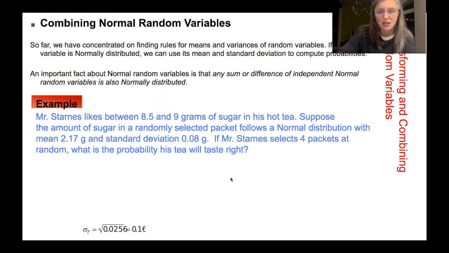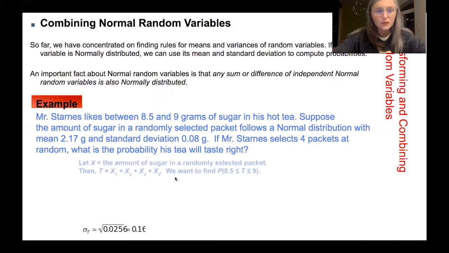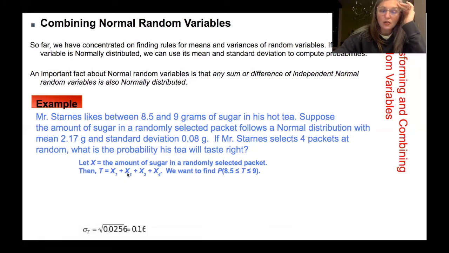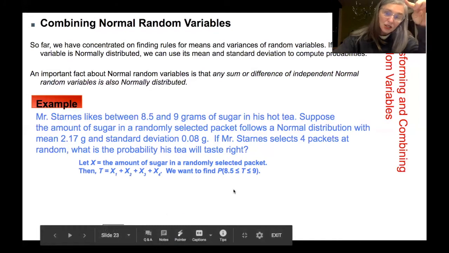Okay. So he's selecting 4 packets at random. Each packet has a mean of 2.71 grams and a standard deviation of 0.08 grams. So really think about what we are doing here. We're adding packets of sugar together. So we're going to say T is the distribution of packets 1, 2, 3, and 4, and we're trying to find the probability of between 8.5 and 9 grams of sugar. So keep that in mind here.